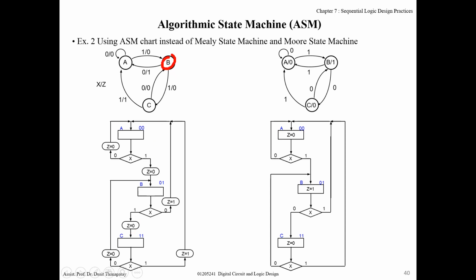And at state B, when the clock ticks, if X is 0, go to state A. But if X is 1, go to state C. At state C, if input X is 0, output is 0. If X is 1, output is 1. For state A, when input X is 0, change to B. When X is 1, change to state A.